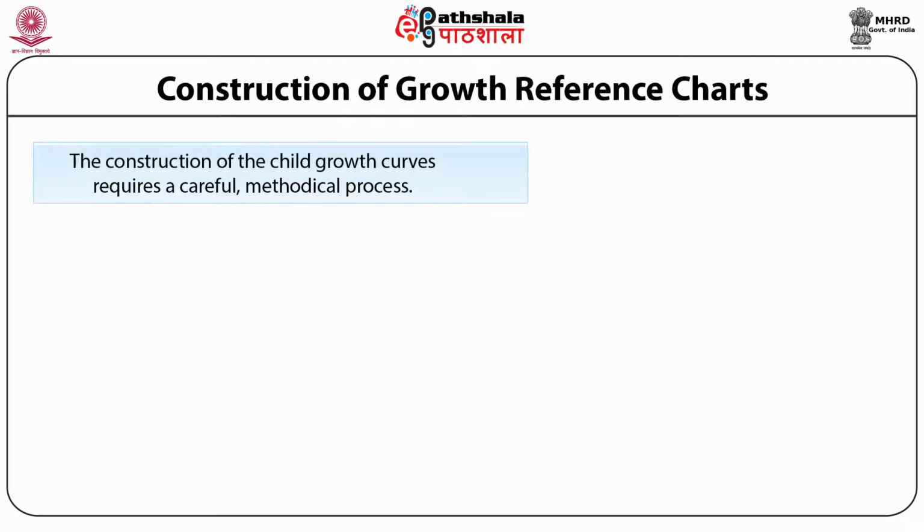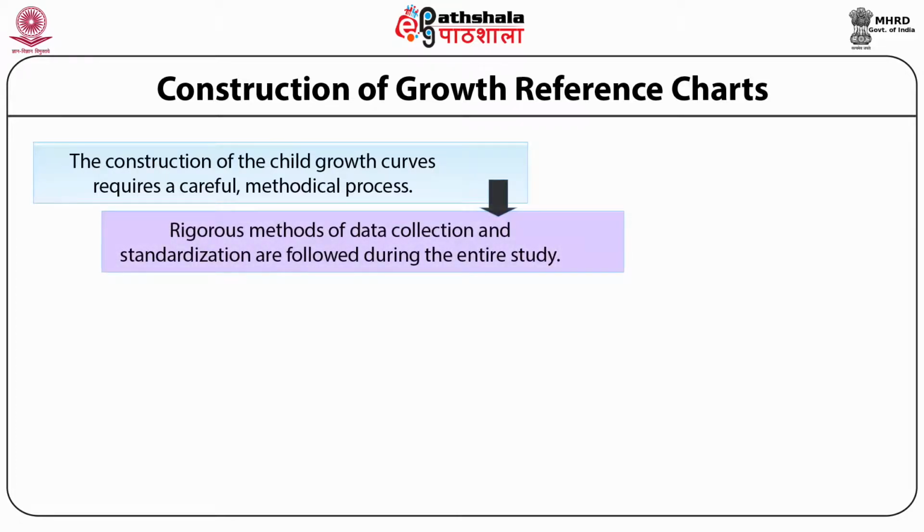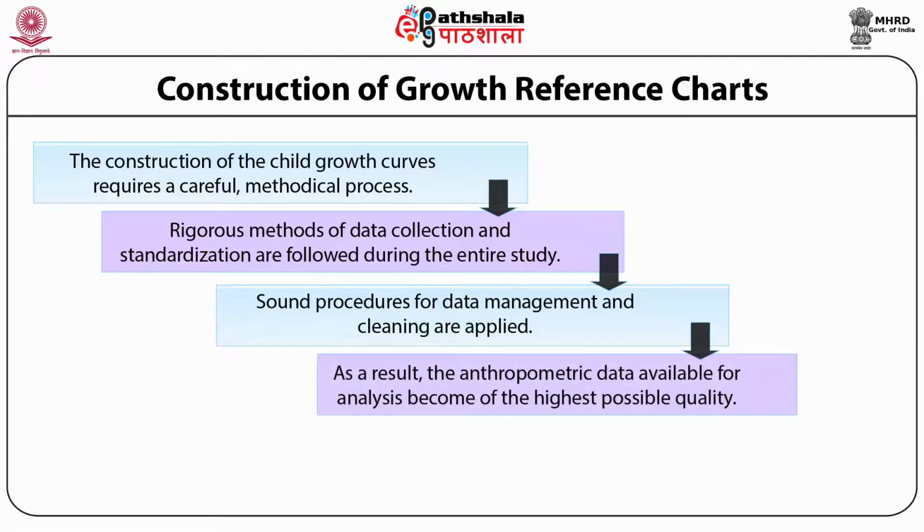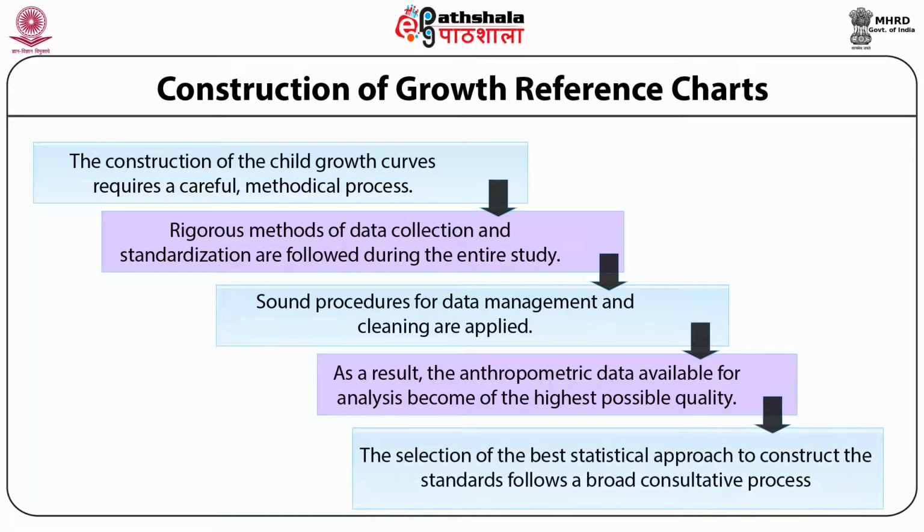The construction of child growth curves requires a careful, methodical process. Rigorous methods of data collection and standardization are followed during the entire study. Sound procedures for data management and cleaning are applied. As a result, the anthropometric data available for analysis become of the highest possible quality. The selection of the best statistical approach to construct the standards follows a broad consultative process.